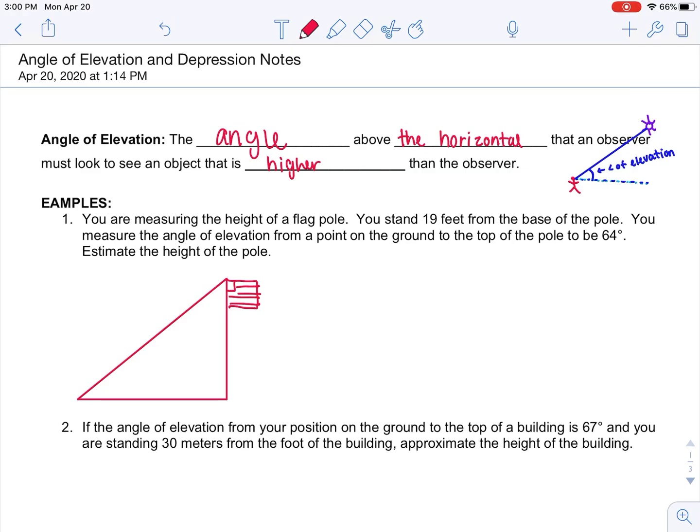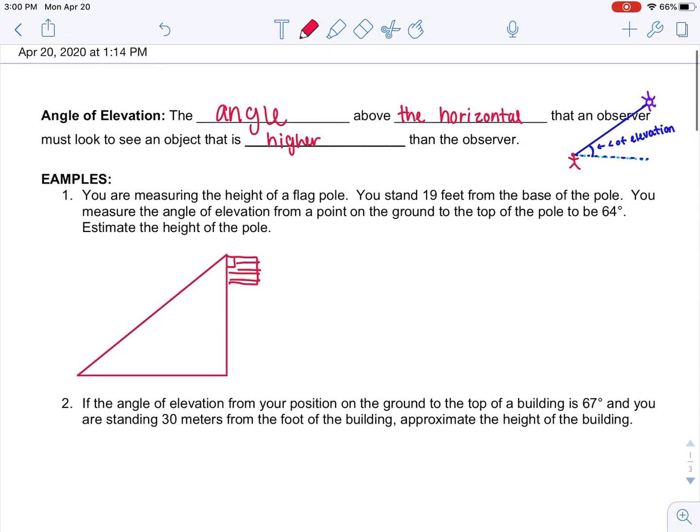So you're measuring the height of a flagpole. You stand 19 feet from the base of the pole. So here's the base of the pole. This is where you're standing. So that distance is 19 feet. You measure the angle of elevation from a point on the ground to the top of the pole to be 64 degrees. So angle of elevation goes from the horizontal line, so this line right here, up. So this angle right here is our 64 degrees. And we're trying to find the height of the flagpole, so this is our x.